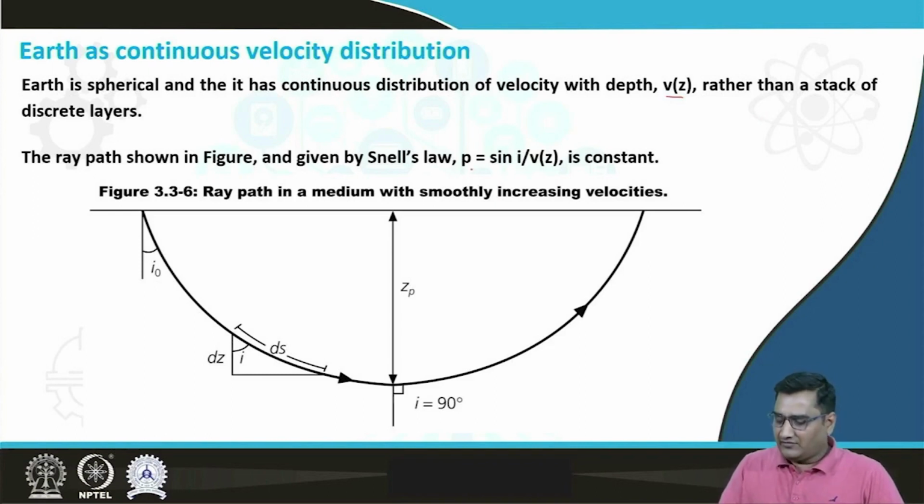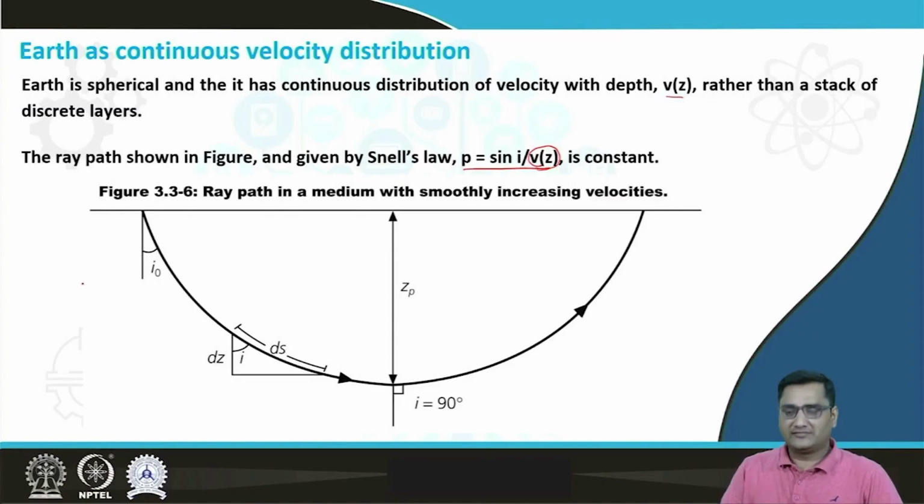By Snell's law, we can write that p is equal to sin i by V of z, where the velocity with respect to depth is given by V of z, i is the incident angle, and p is the ray parameter. We learnt that as per Snell's law, the ray parameter is constant along the entire path of the ray.